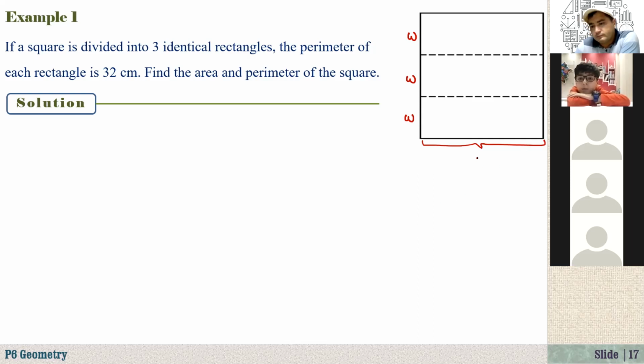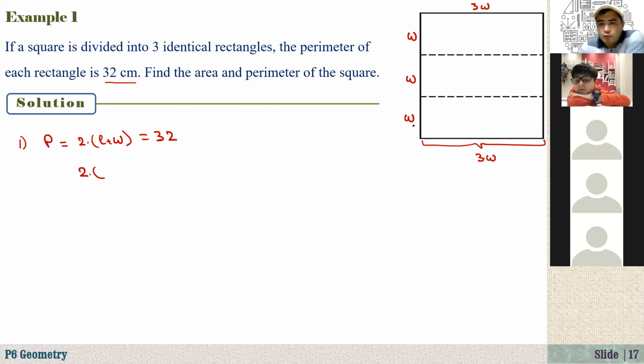3W. 3W, very good. And also the top part is 3W. Now in the question, it says that the perimeter of each rectangle is 32. Number one, the perimeter of the rectangle, what is it? It is 2 times length plus width is equal to 32. Now from here, 2 times, what is the length? This one is length, right? Length is 3W. So it is 3W plus W equals 32.